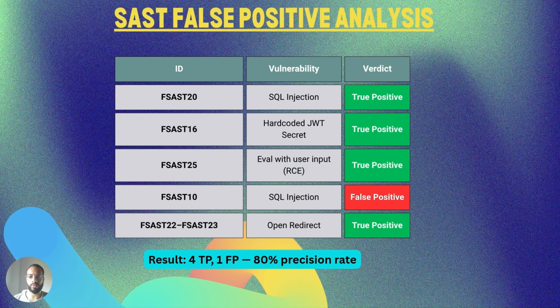So in the result, we got four true positives, mentioned in green color, and one false positive, mentioned in red color, which means four true vulnerabilities were correctly detected, while one normal code was incorrectly detected as malicious code. These statistics give us a precision rate of 80%.